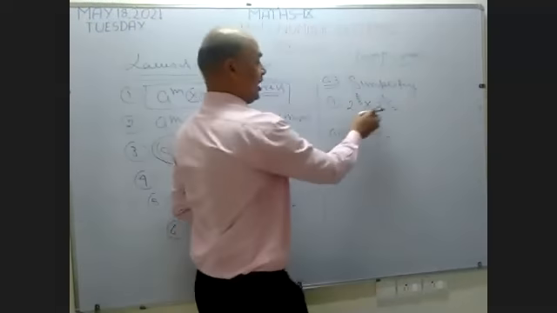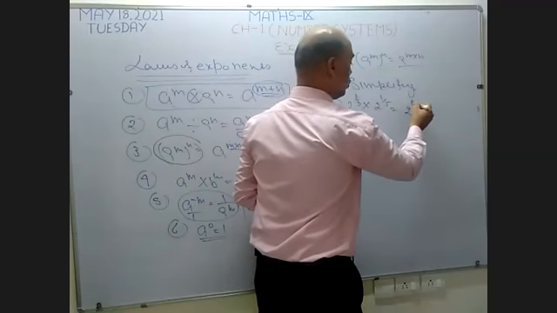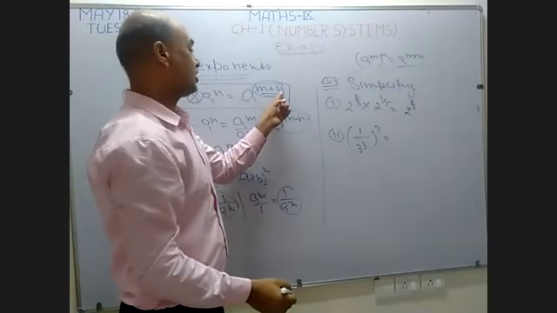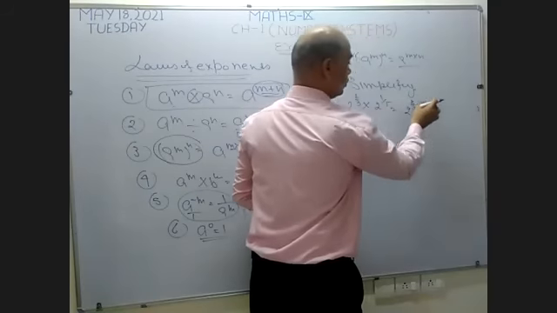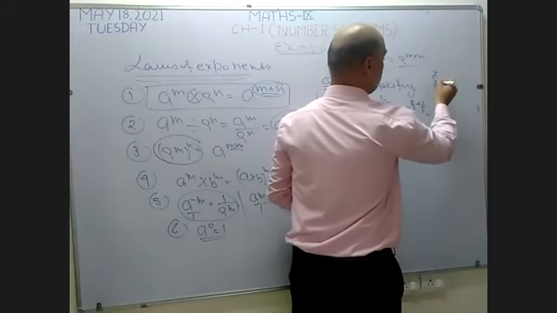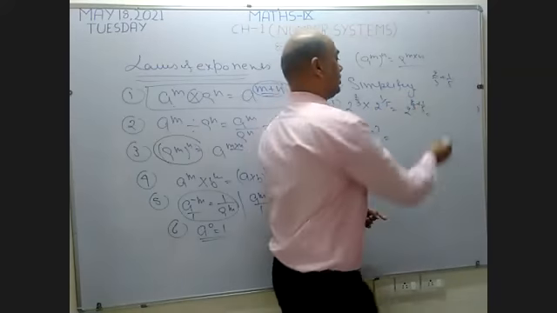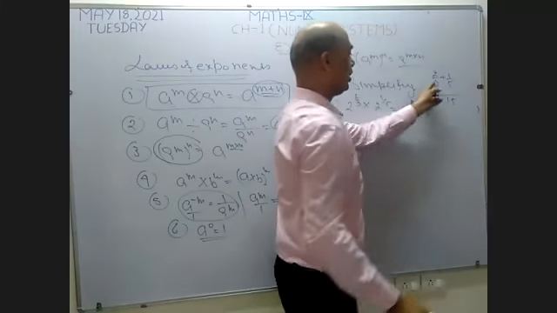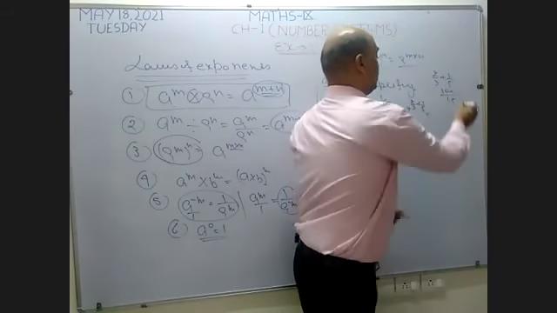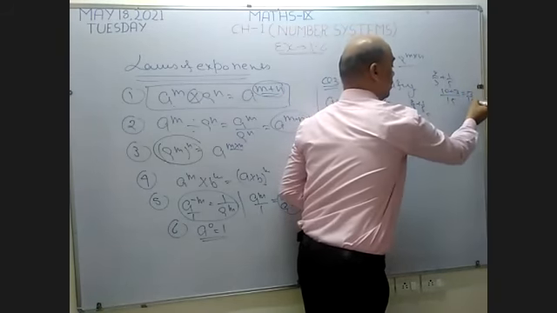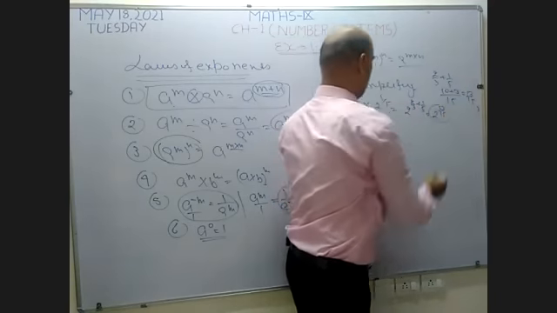What is a? a is 2. So write here 2. What is m? m is 2 by 3. So I write here 2 by 3. After that, plus what is n? n is 1 by 5. So I write here 1 by 5. I want to solve this. So I write 2 by 3 plus 1 by 5. How will you solve it? First take their LCM. LCM of 3 and 5 is 15. 3 5s are 15, 2 5s are 10. So this becomes 10. 5 3s are 15 and 3 1s are 3. So this becomes 13 upon 15. So instead of this, I want to write 2 raised to power 13 upon 15. This is the answer of this question.